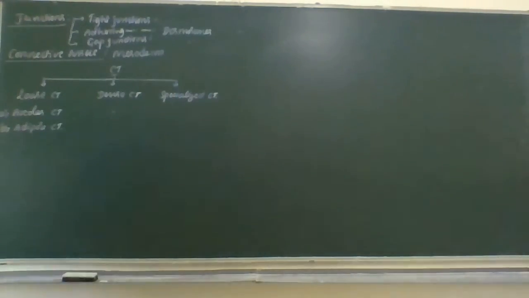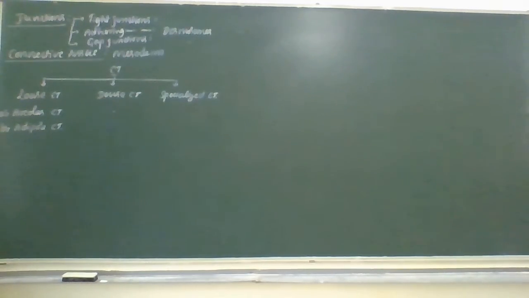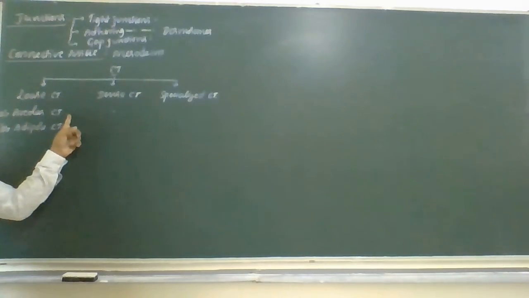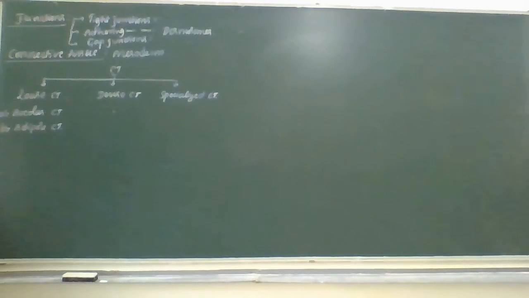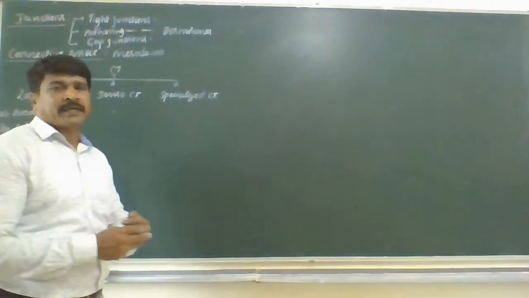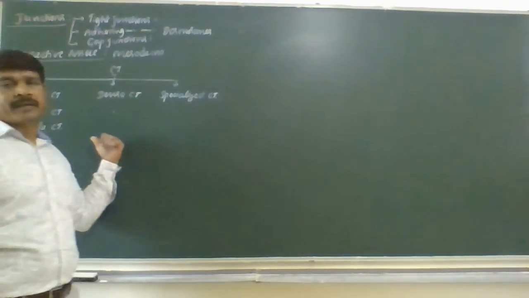Okay, first let us come to the areolar connective tissue. In our body, areolar connective tissue is always present below the skin, between the muscles, between the organs of the body, surrounding the blood vessels, nerves and heart. That is where we can find the areolar connective tissue.